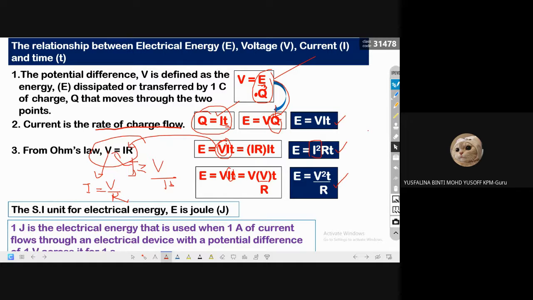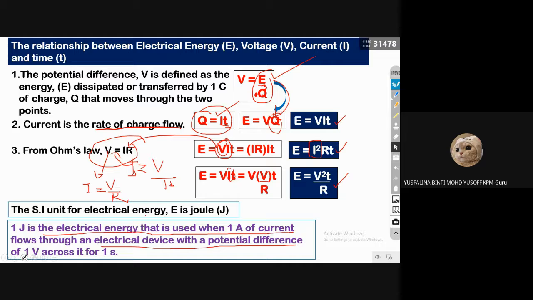Basically, for electrical energy, any energy, it doesn't matter whether it's electrical energy, potential energy, or kinetic energy, as long as it says energy, the unit must be joule. Okay, joule, right? So what does it mean by joule? Here it says 1 joule is the electrical energy that is used when 1 ampere of current flows through an electrical device with a potential difference of 1 volt across it for 1 second.